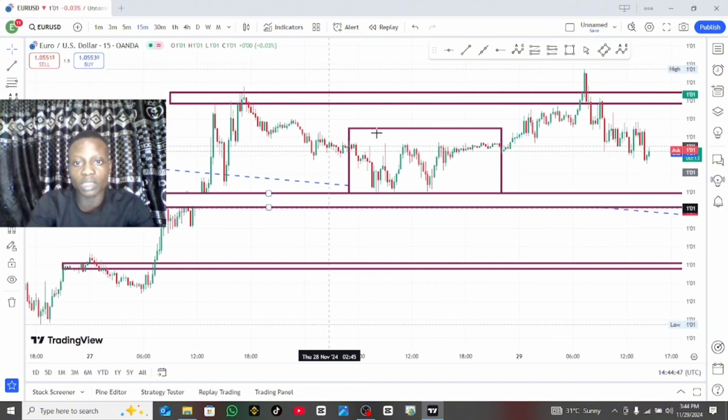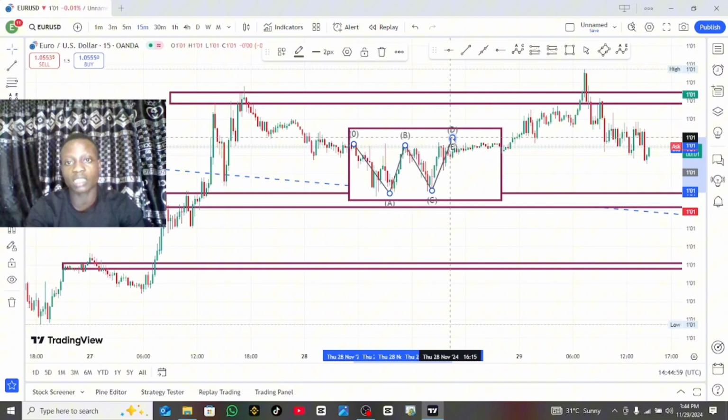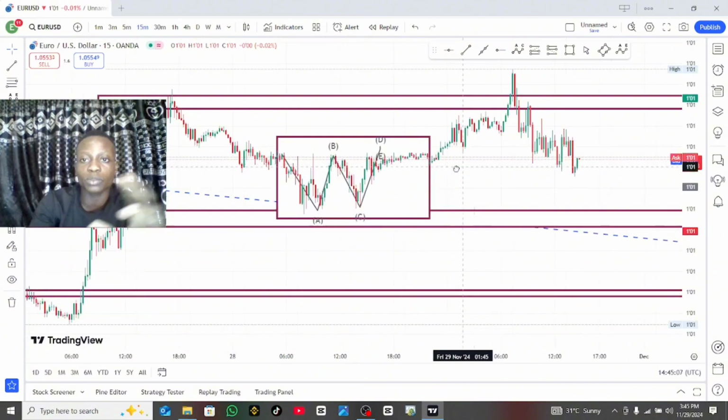This is a W pattern, the reason why I entered the trade. So if you come to the support level and give us a W pattern like this, I will still enter and maybe target the next high. So that will be all. And I just want you guys to be making your analysis very, very simple like this.